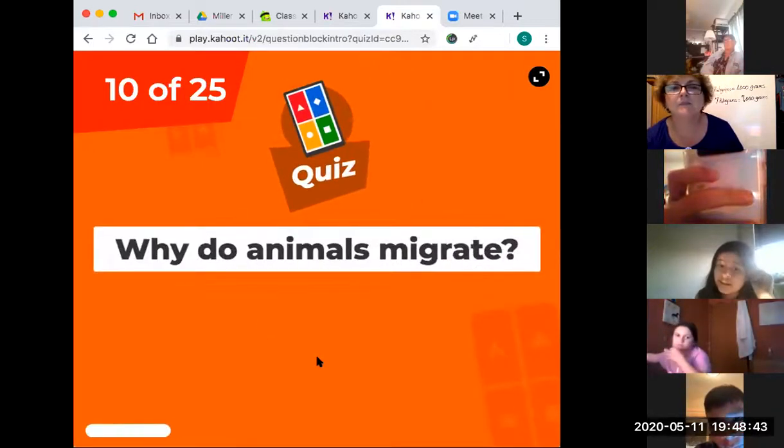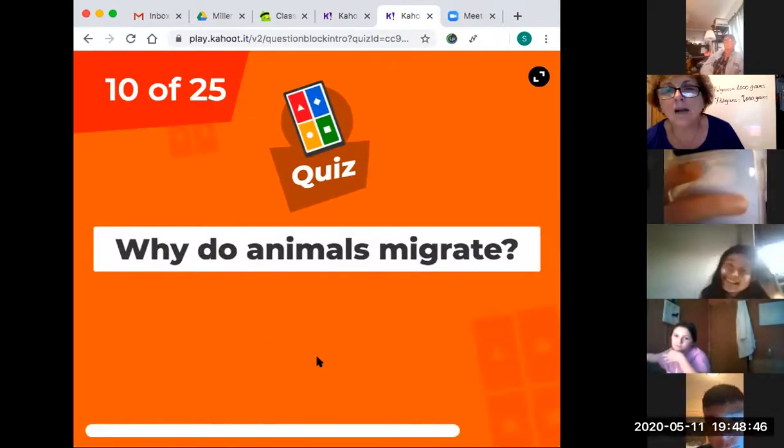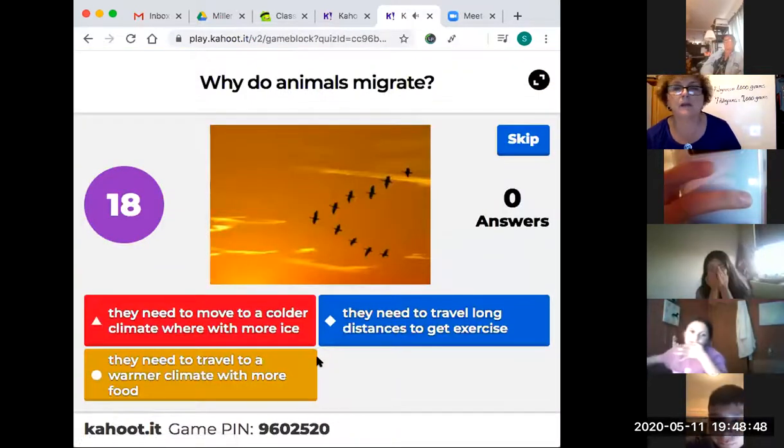Lexi, come on, we got this. Why do animals migrate? Think about the word migrate. We talked about that earlier in the year.